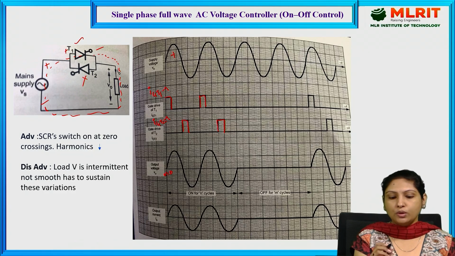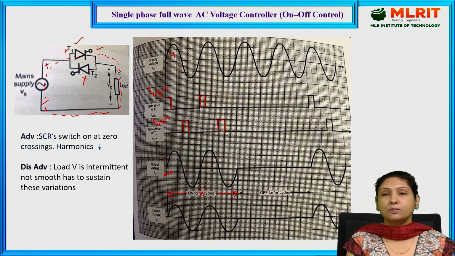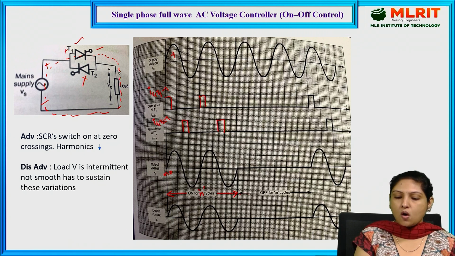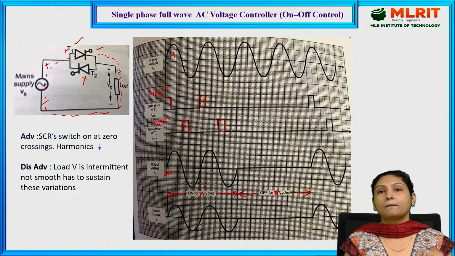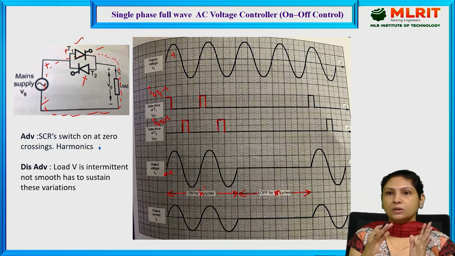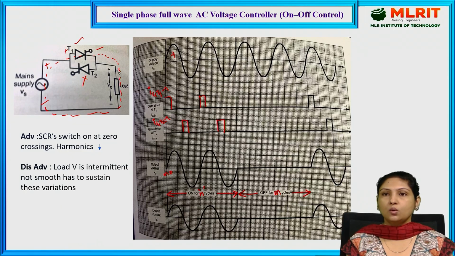As I told you, it will remain on only for 2 cycles here. Let us name it n cycles. For n number of cycles, the thyristors remain on, and they are off for m number of cycles. So, by controlling the turn on and turn off time for certain periods of cycles, we are providing the required voltage to the load. That is how we are controlling the load voltage.